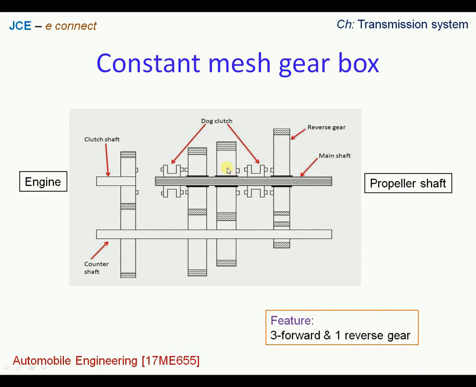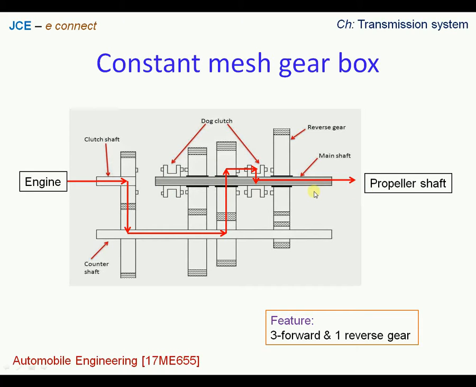Further, the rotation of the gear number 1 on the main shaft will transmit power to the clutch dog, and from the clutch dog the power will be transmitted to the main shaft, and the main shaft will set into rotation. So this is how we see the operation of first gear. So this shows clearly how the power is transmitted during the first gear operation.